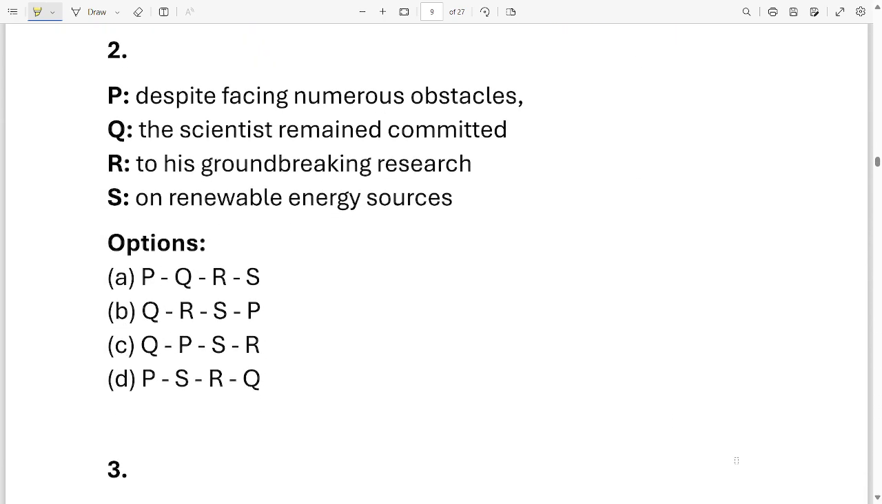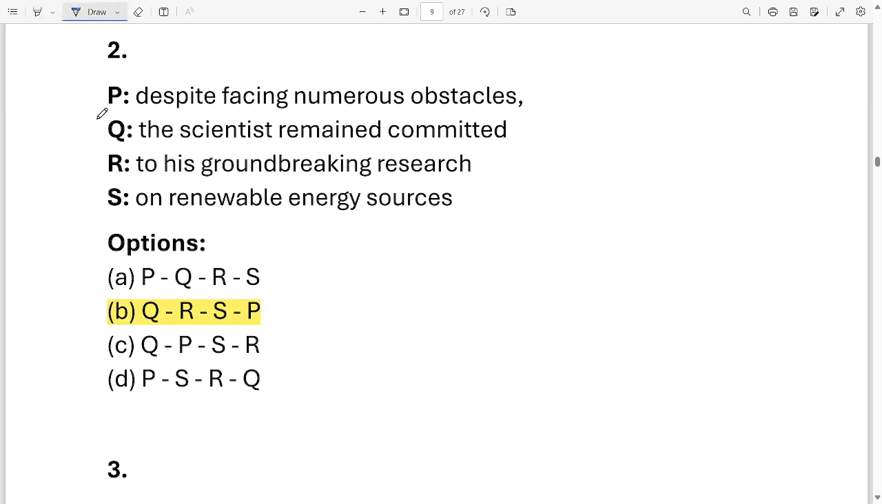Okay, these are the 4 sentences. Despite facing numerous obstacles, the scientists remain committed to their groundbreaking research on renewable energy sources. These are the 4 sentences. Rearrange them properly. It is option B.